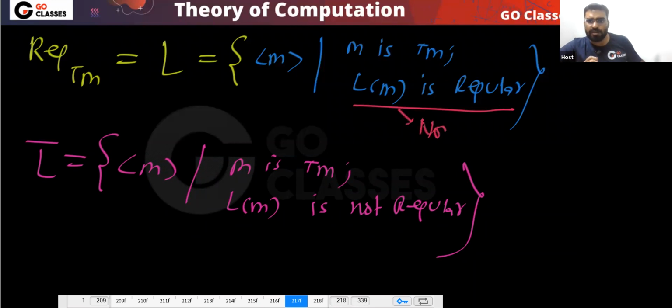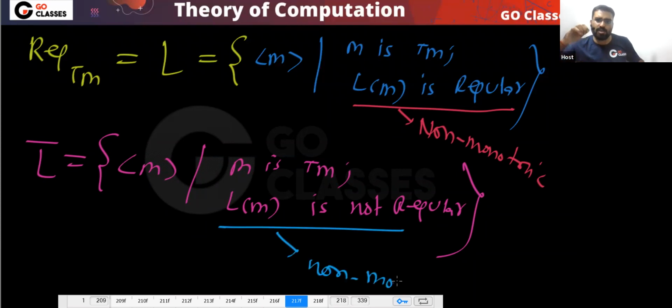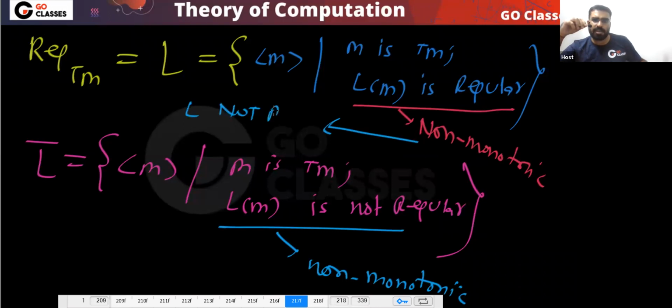This is also non-monotonic. We have already seen this. Both are non-monotonic. So I can say here L is not RE, and here L complement is not RE. So both can be not RE. Is this clear?